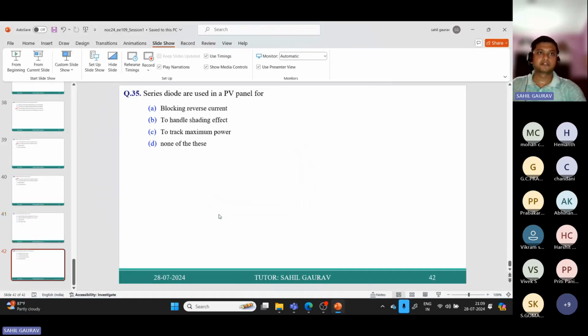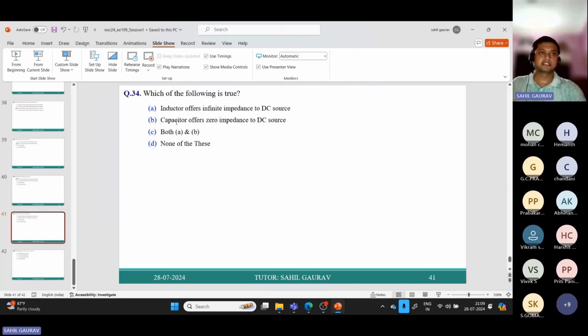This is the last problem. Series diode in PV panel is to block the reverse current.